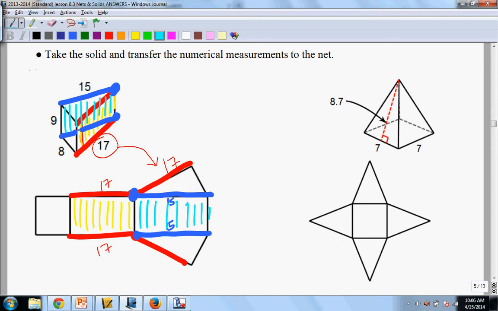Ask yourself, what's the height of the rectangle, or the width, if you will? 9. You're right. So this is 9. Pull that 9 down. Where do you think that 9 belongs? Right here. It's the width of that. It's the width here, plus the width there, plus the width there, because they wrap around. So these are all 9. What about the 8 then? Let's figure that out.